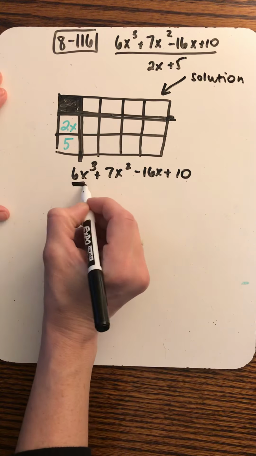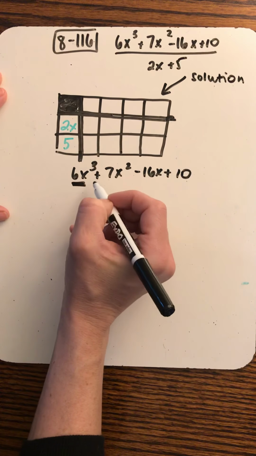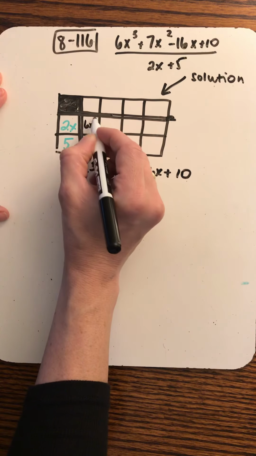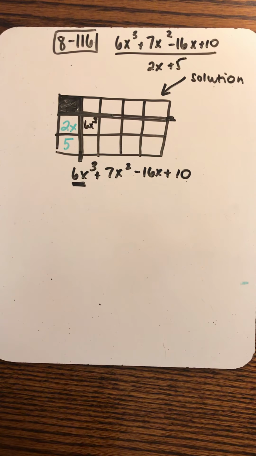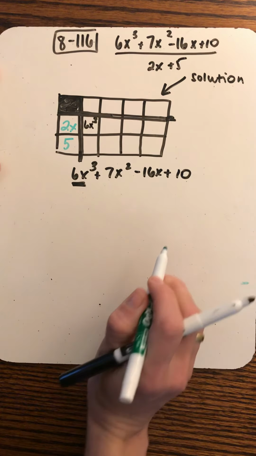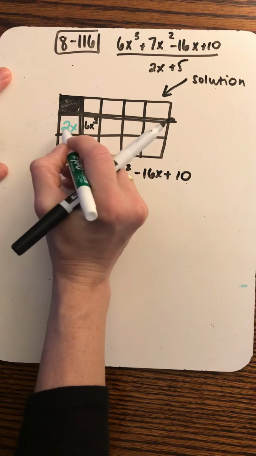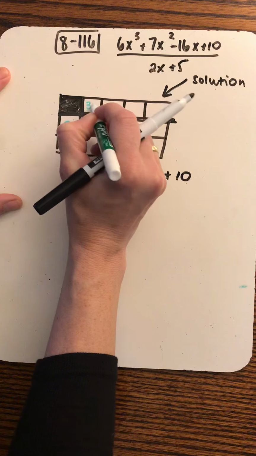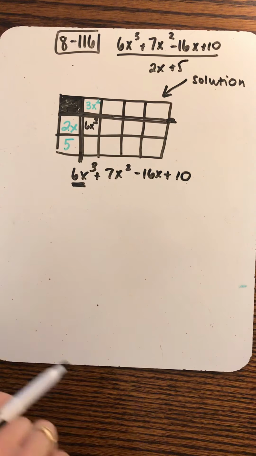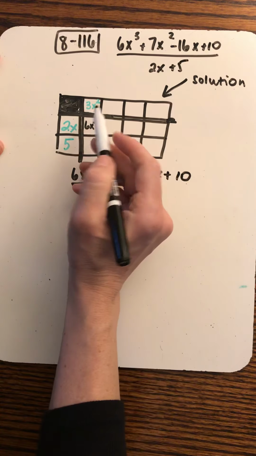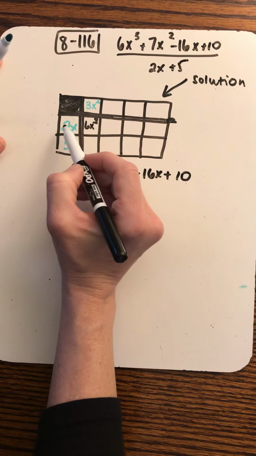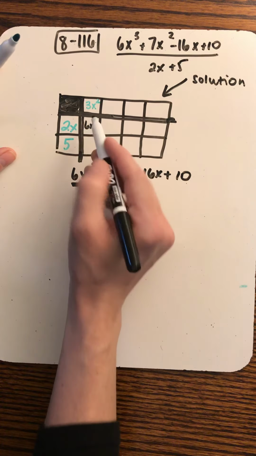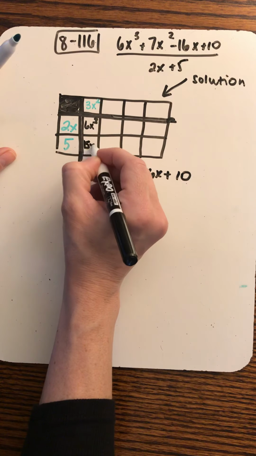We start with our largest term, the one with the biggest degree, in this corner right here, 6x cubed. Now it's basically like undoing multiplication. So we ask ourselves, 2x times what gave me 6x cubed? That's 3x squared. Once we get this term, we multiply. 3x squared times 2x is 6x cubed, so that's accurate. 3x squared times 5 is 15x squared.